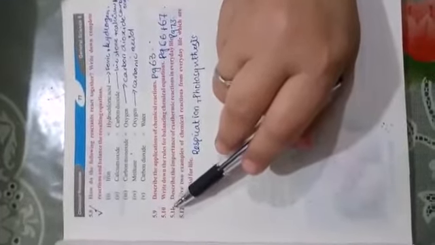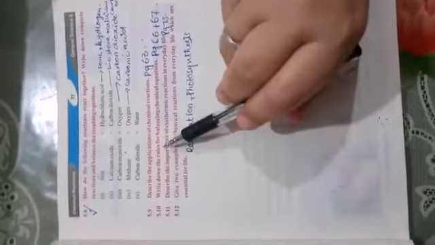Question number 5.10, write down the rules for balancing chemical equations. The answer is on page number 66 and 67. It will start from this line. Unbalanced chemical equations can be balanced by different methods. The trial and error method is commonly used. And these are the rules. And this is example number 1, up to this.